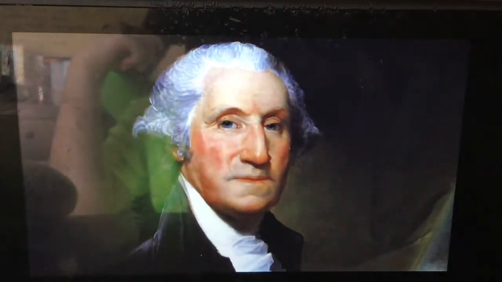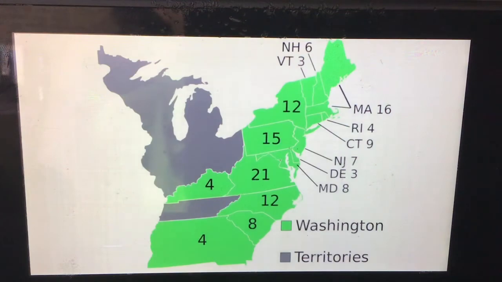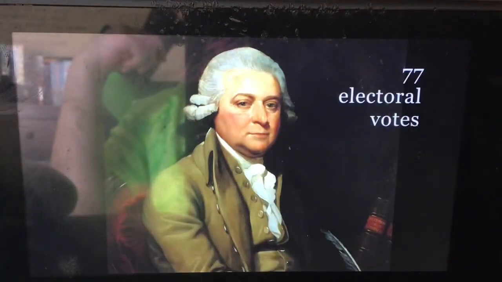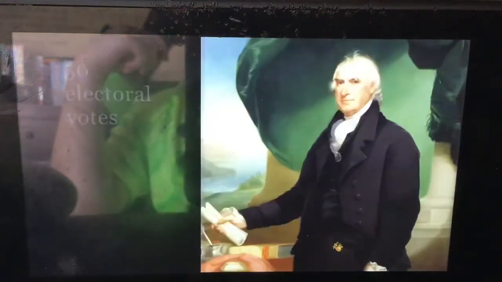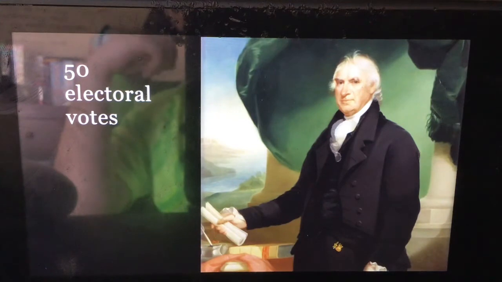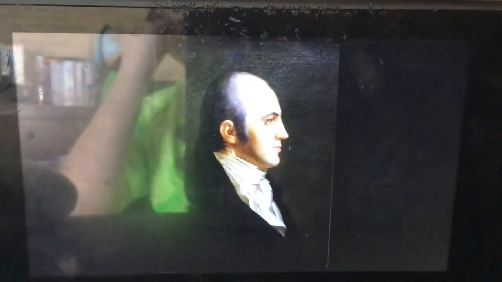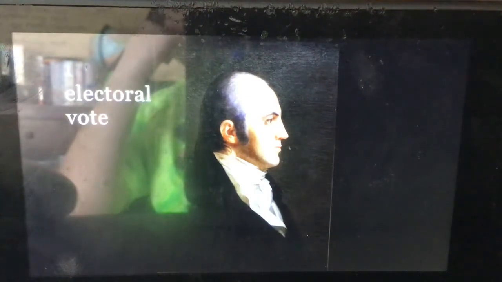George Washington won, remaining our first president. Again, he received 100% of the electoral votes. John Adams again finished in second place, receiving 77 of the electoral votes and remaining our first vice president. George Clinton received 50 electoral votes. Future President Thomas Jefferson received 4, and future Vice President Aaron Burr received 1.